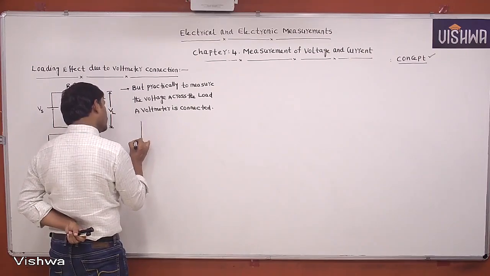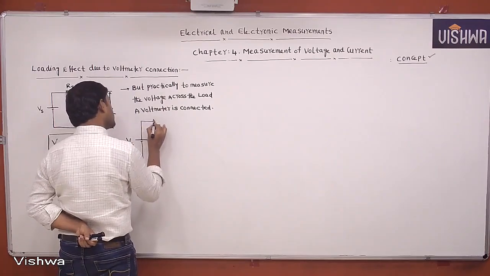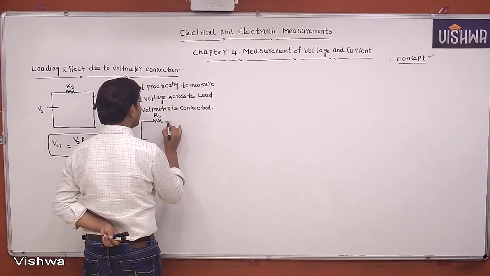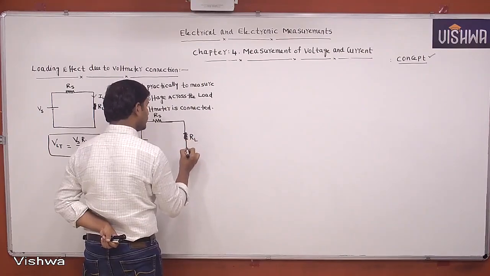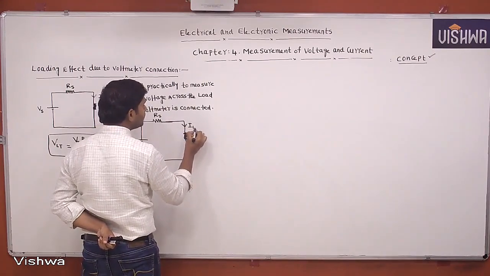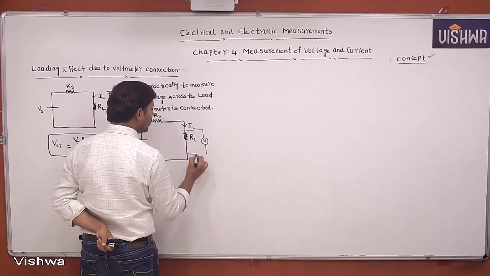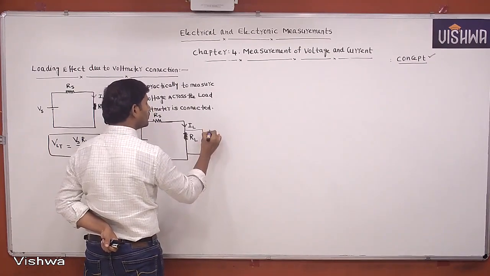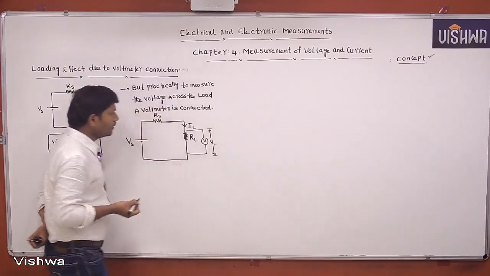Let the same circuit. Vs is the supply voltage, Rs is the source resistance, then RL is the load resistance, then IL is the load current. To measure the voltage across the load, we are connecting one voltmeter. Let this voltage be VL. This voltage measured by this voltmeter is VL.